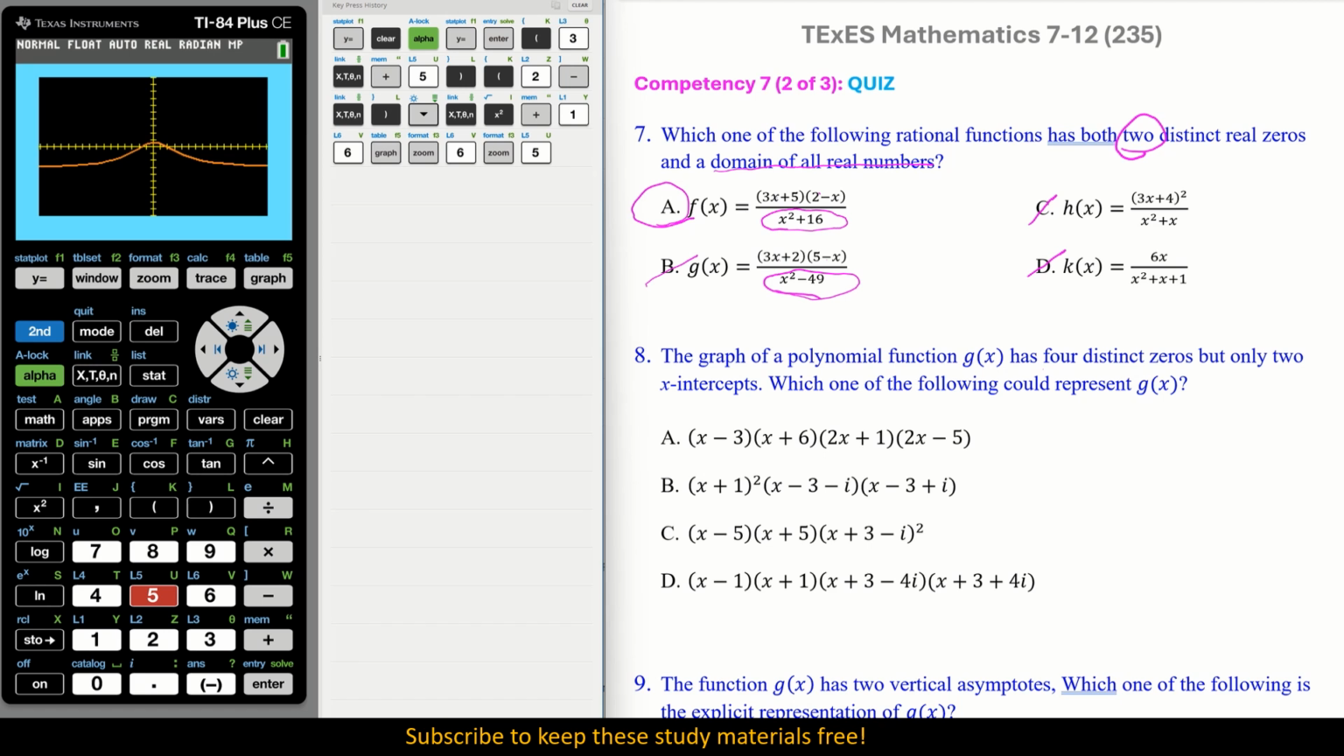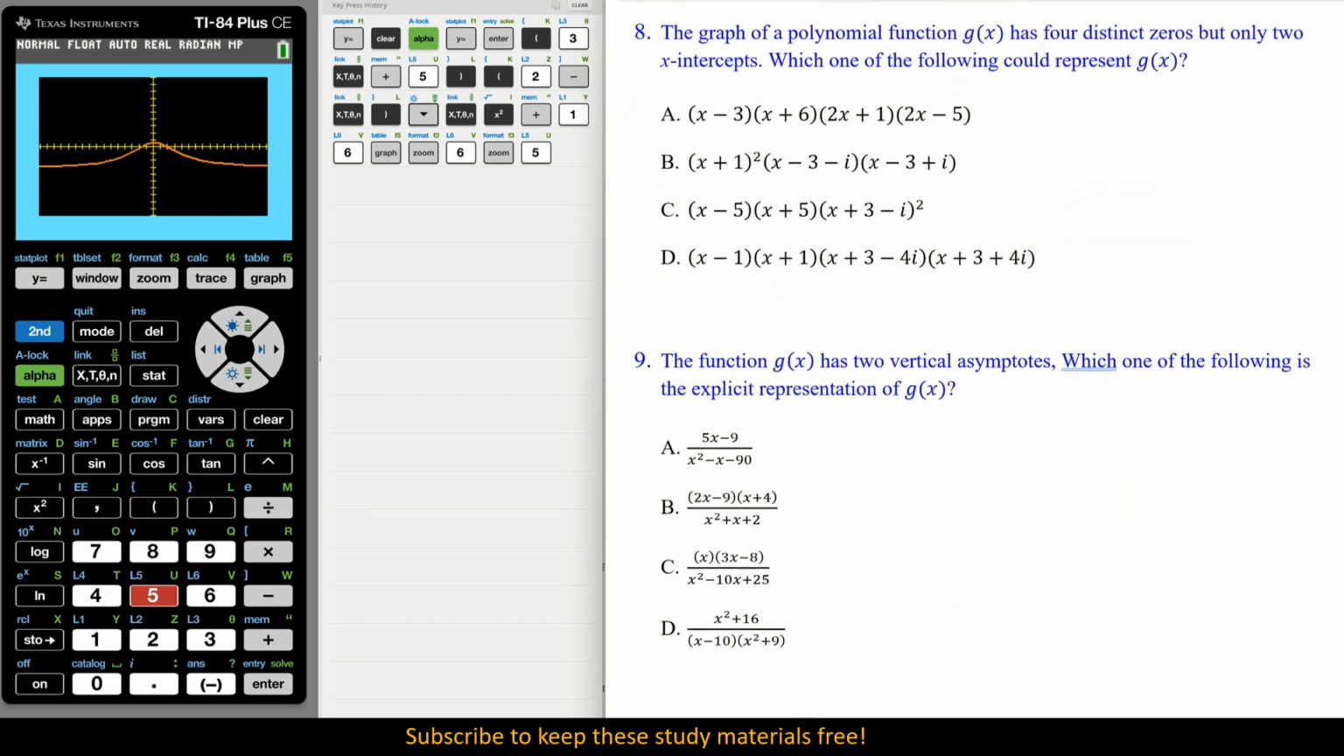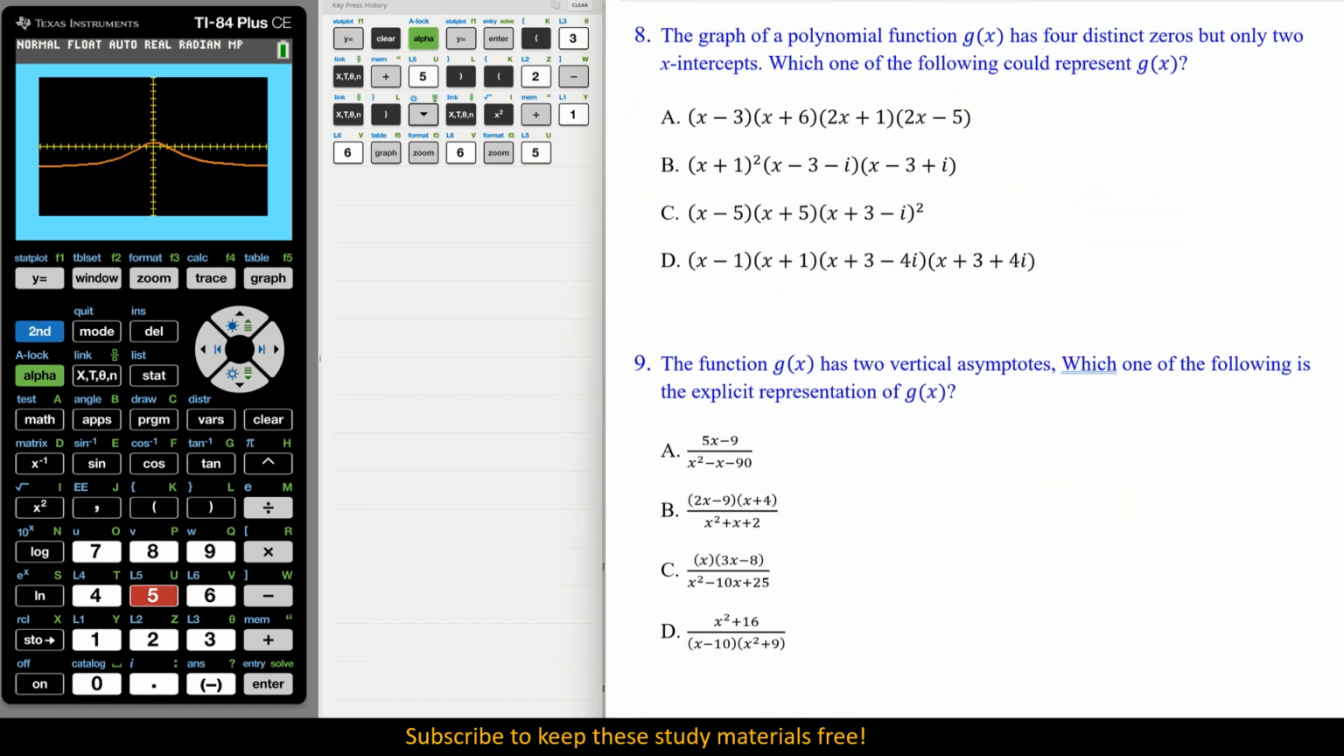Either way, we can very visually see that we have all real numbers and those nice, distinct real zeros that we needed. Okay, let's move to number 8. The graph of the polynomial function g of x has 4 distinct zeros, but only 2 x-intercepts. Which one of the following could represent g of x?